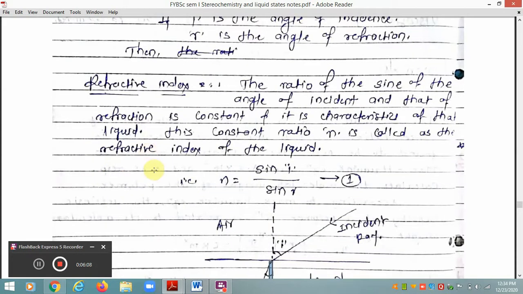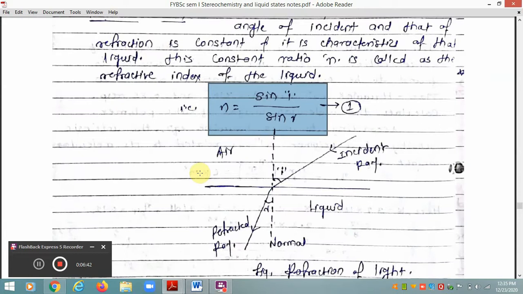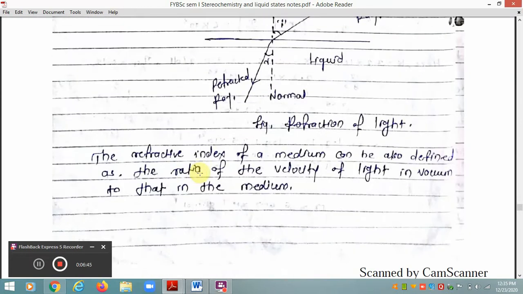Then the refractive index can be defined. The ratio of the sine of the angle of incidence to the sine of the angle of refraction is constant, and it is a characteristic of that liquid. This constant ratio is called the refractive index. So this is the important thing in defining the refractive index: the ratio of the sine of the angle of incidence to the sine of the angle of refraction.